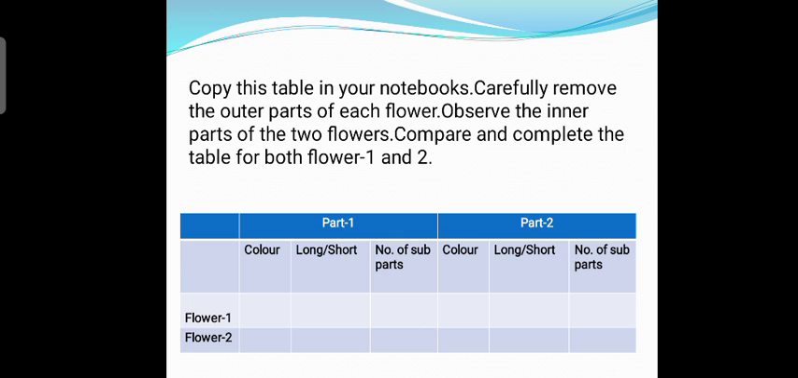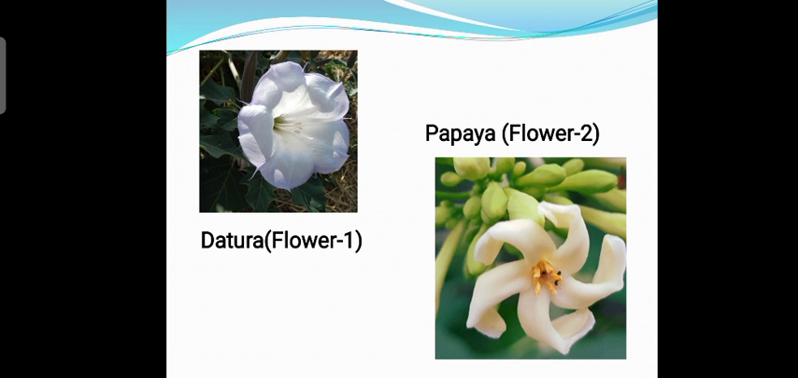You can see this table consists of 3 columns in which you have to write color, the size of the inner parts and the number of subparts they possess. In case you are unable to collect these flowers, then you can take the help of the picture given in the next slide. The slide is showing flower 1 datura and flower 2 papaya. Apart from sepals and petals which we discussed yesterday, there are some other inner parts visible. You have to observe them and note them down in the table.